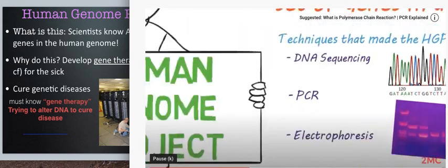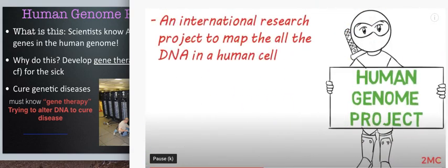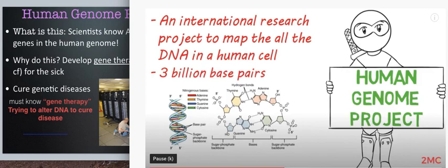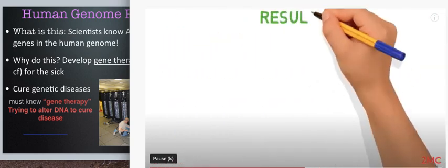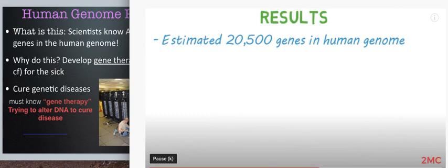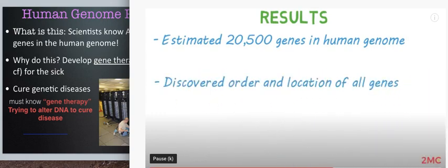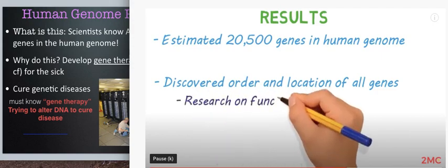The Human Genome Project was essentially an international research project to map the entire human genome, every section of DNA in a human cell, which is a lot, 3 billion base pairs, in fact, and they've mapped all of them, which took 13 years to complete. The project determined that there are about 20,500 genes in the human genome, and it also discovered the order and location of these genes. It didn't, however, identify what each gene does, and that research is ongoing, and there's still a lot to learn.